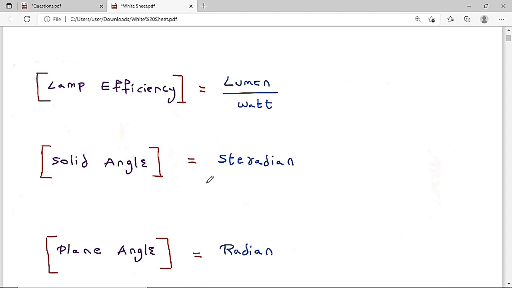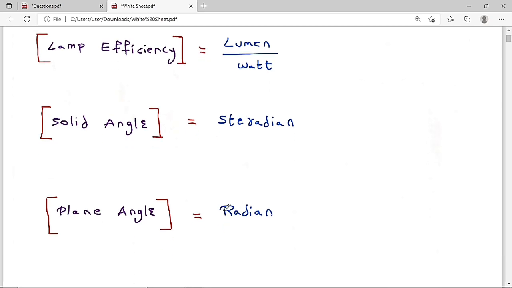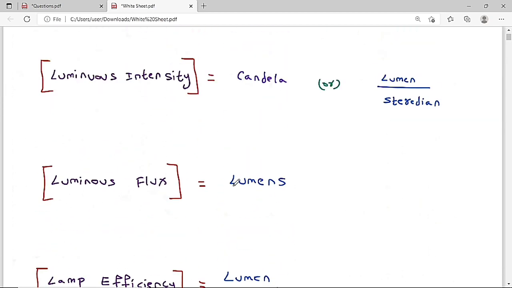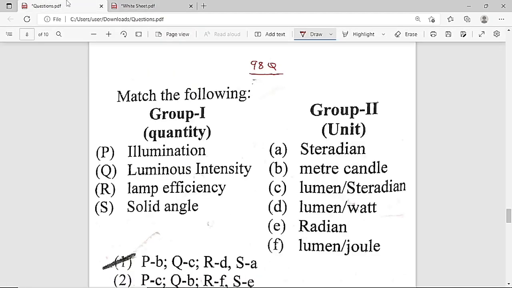Whereas the unit of the solid angle is steradian and the unit of the plane angle is radian. So these are the quantities and the corresponding units. So option A is the correct solution of this question.